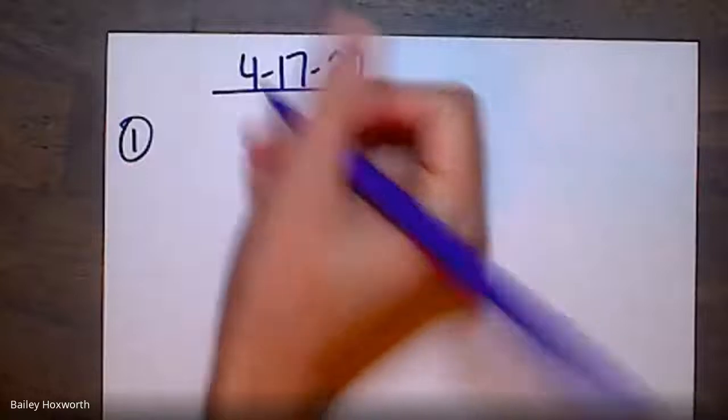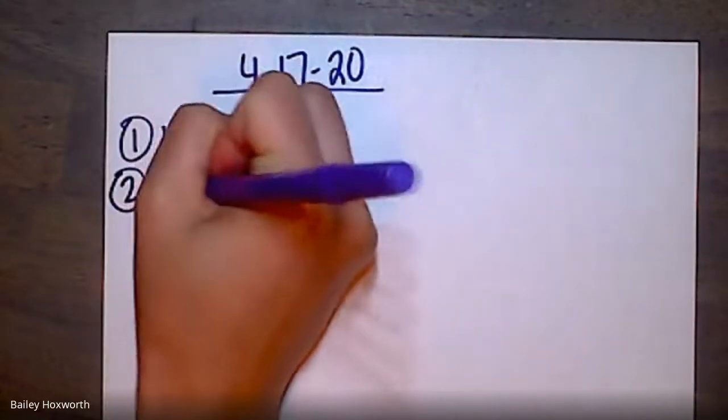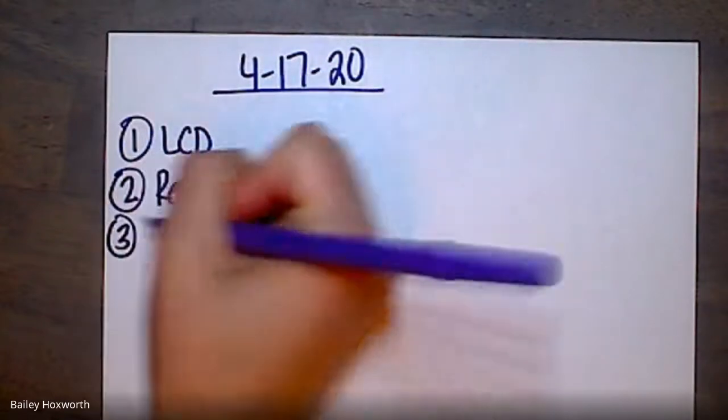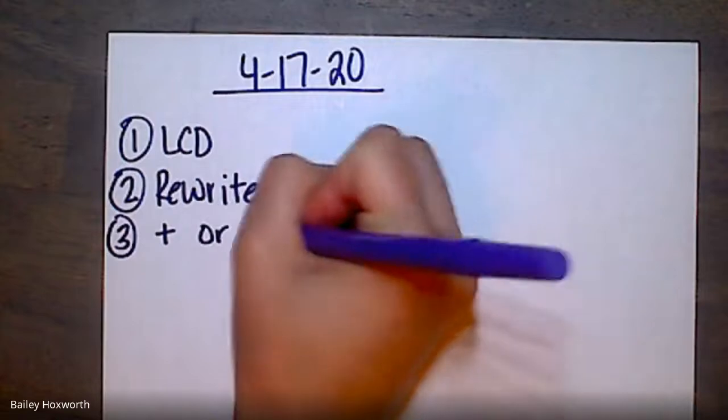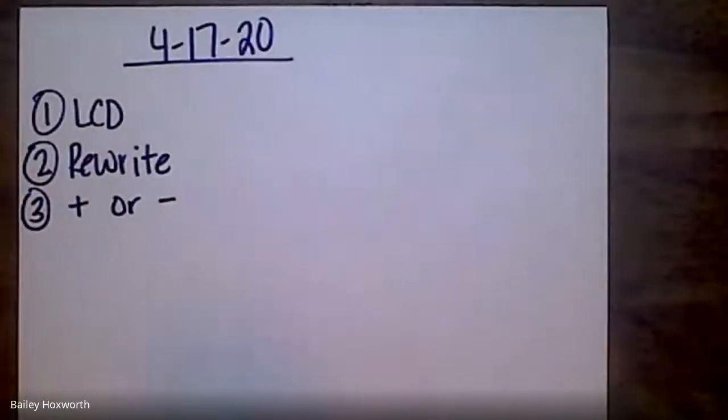Step 1, LCD. Step 2, rewrite. Step 3, add or subtract. Nothing's changed. We just stuck a whole number out there beside it. So let's go ahead and get started. We're going to add 2 together and we're going to subtract 2 together.